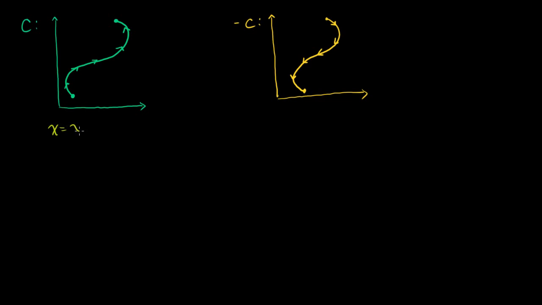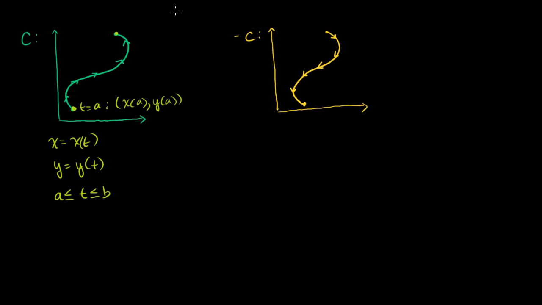Let's say that x is equal to x of t, y is equal to y of t, and t starts at a, so t is greater than or equal to a, and it goes up to b. So in this example, this was when t is equal to a, and the point right here is the coordinate x of a, y of a. And then when t is equal to b up here, this is really just a review of what we've seen before, really just a review of parametrization. When t is equal to b up here, this is the point x of b, y of b. Nothing new there.